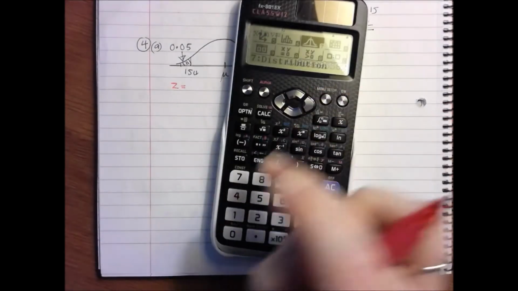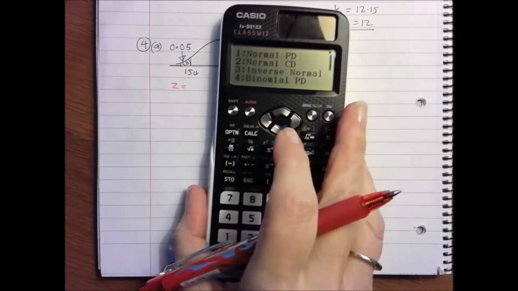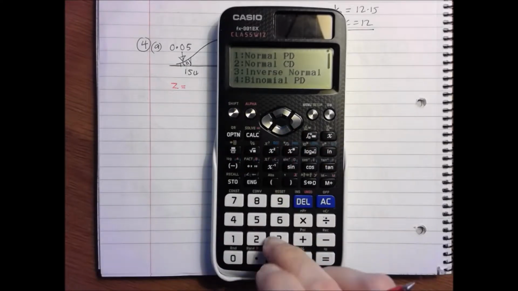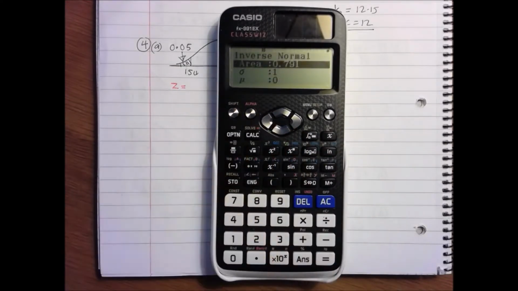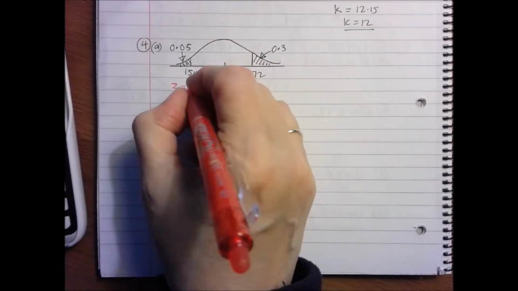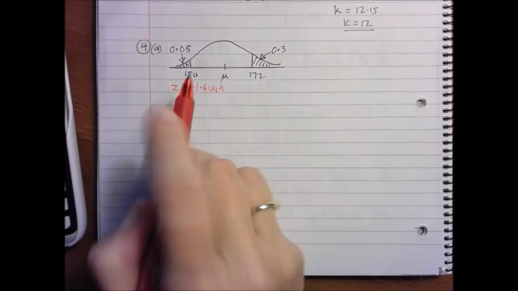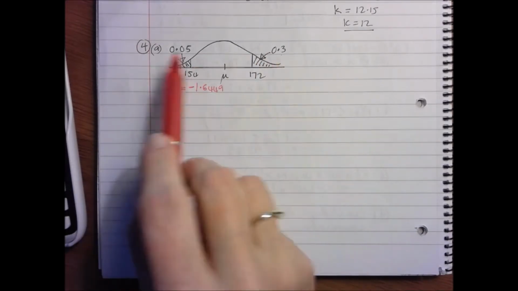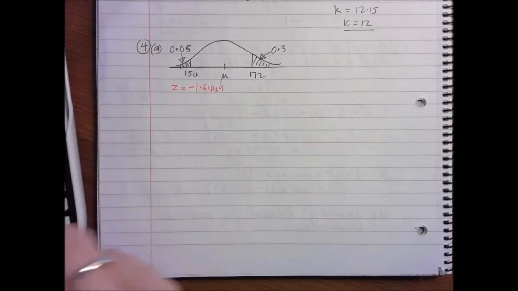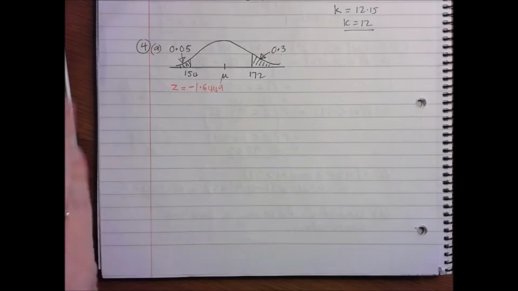So all you do is you grab your calculator and you want an inverse normal, so number 3, and the area to the left is 0.05, which gives you a value of minus 1.6449. You can also get these values off the small table in the formula book. You can just look them up, which is probably quicker than using your calculator.